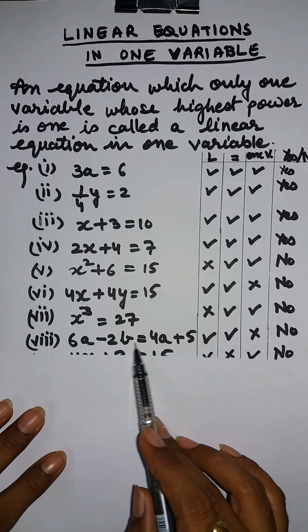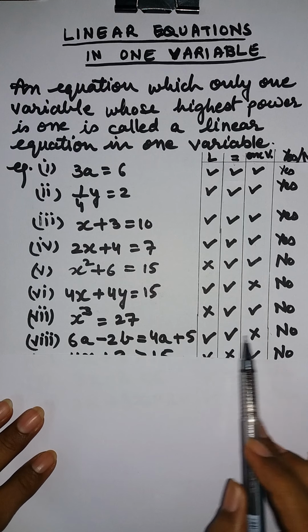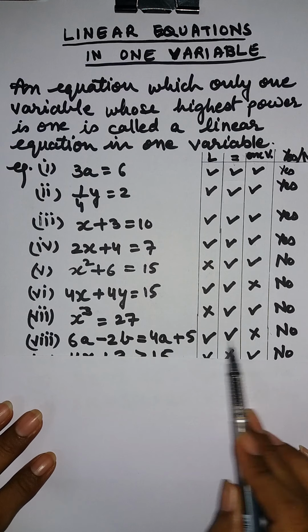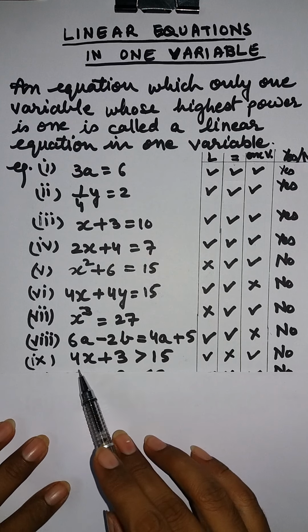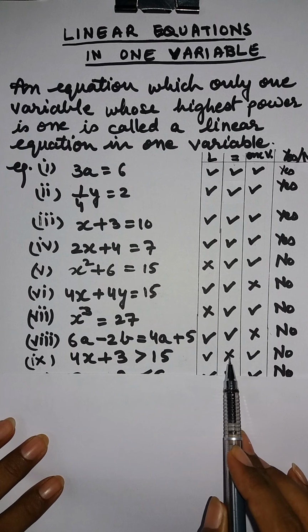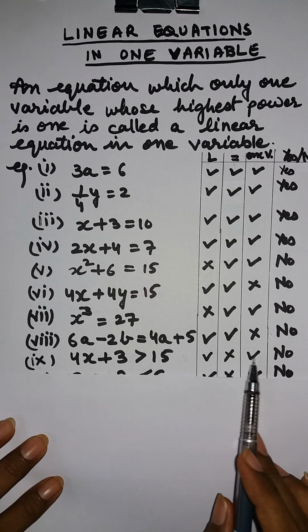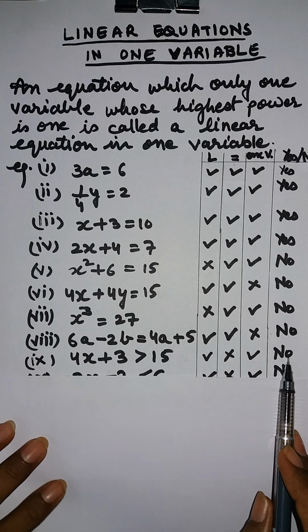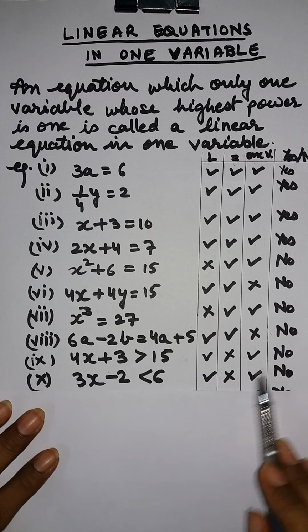6a minus 2b is equal to 4a plus 5. Here one variable is not present, other things are present, so we can say no to it. 4x plus 3 greater than 15. Here the equal to sign is missing, one variable is present and the highest power is 1, but the equal to sign is not there, so it is not a linear equation in one variable.